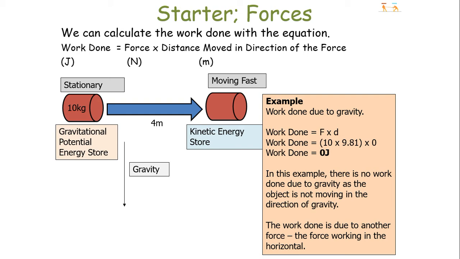So when we do our calculation, we can work out our force in the same method, 10 times 9.81, but then we're going to multiply it by 0 because the distance moved vertically, the direction of the force, is 0. So there is work done in this example, but it's not done due to gravity, it's done due to a horizontal force because that's the direction it is moving in.